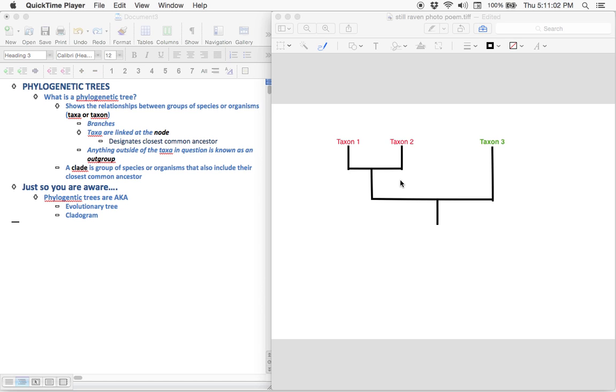Anyway, that's a real quick snapshot of phylogenetic trees. Tomorrow in class we'll go over them again, and we'll probably do a couple worksheets on how to build our own. Anyway, study hard.